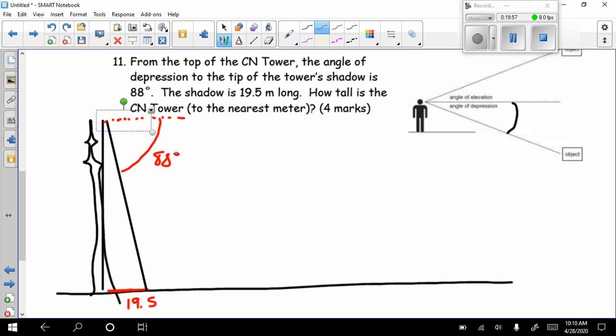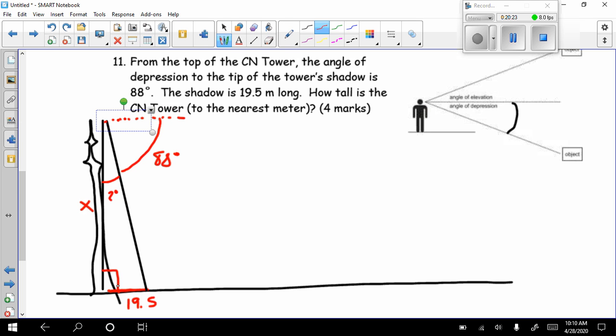Now that's not in the triangle. So the one that's in the triangle is this one right here. So that's 2 degrees because I know the whole thing must be 90. And so 88 plus 2 would be 90. So I got a 2-degree angle there. But what they want is x. They want the height of the CN tower. And look, this is a right-angled triangle.